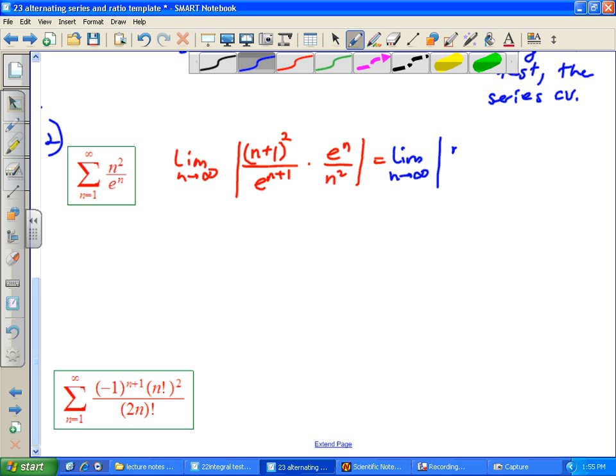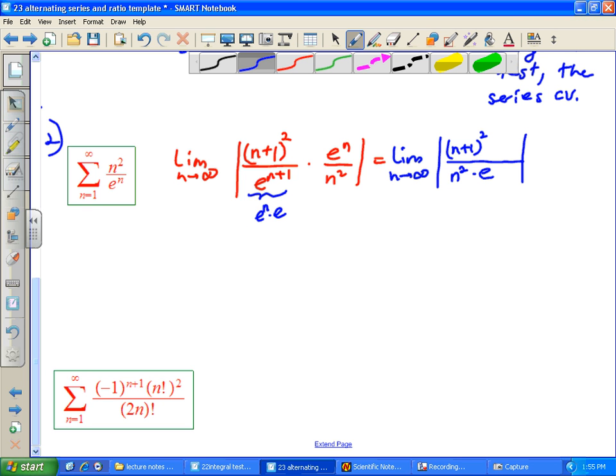Okay, the top I'm going to leave as the n plus 1 squared at the moment, exactly as it is. How about e to the n over e to the n plus 1? There's an e left over on the bottom, because remember, e to the n plus 1 is the same as e to the n times e. Now the e to the n's cancel, so you have an extra e on the bottom, right? Would everybody agree with that simplification?